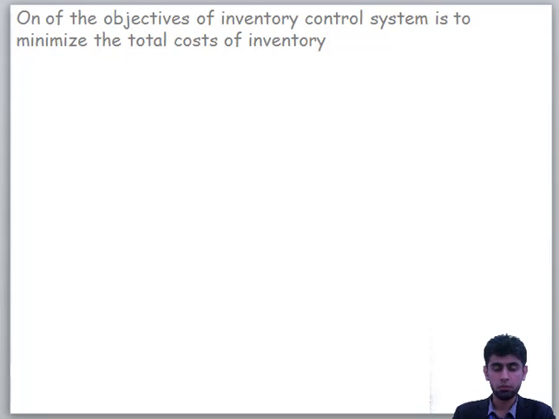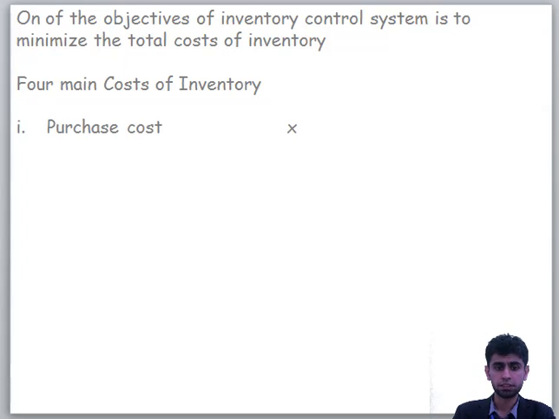I'm going to list down the costs that are related to materials or inventory. As we have seen before, there are four main costs related to inventory. What are those four main costs? The first cost is your purchase cost. What is purchase cost? We pay our supplier for the material. So the price that we pay for the materials that we purchase is the purchase cost.